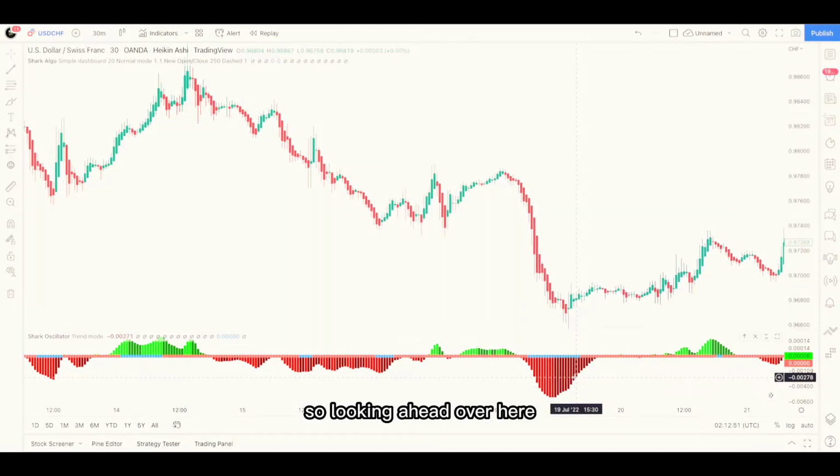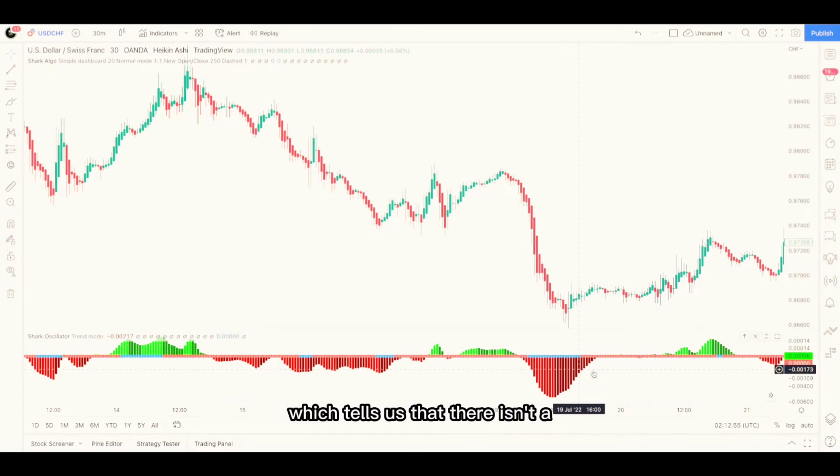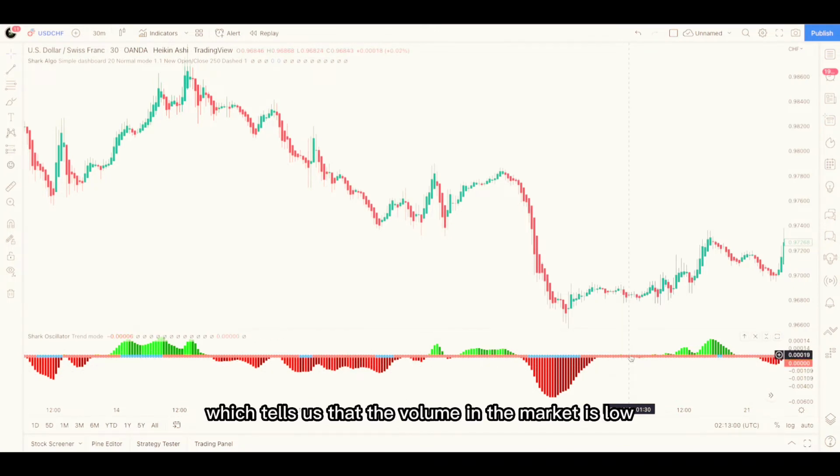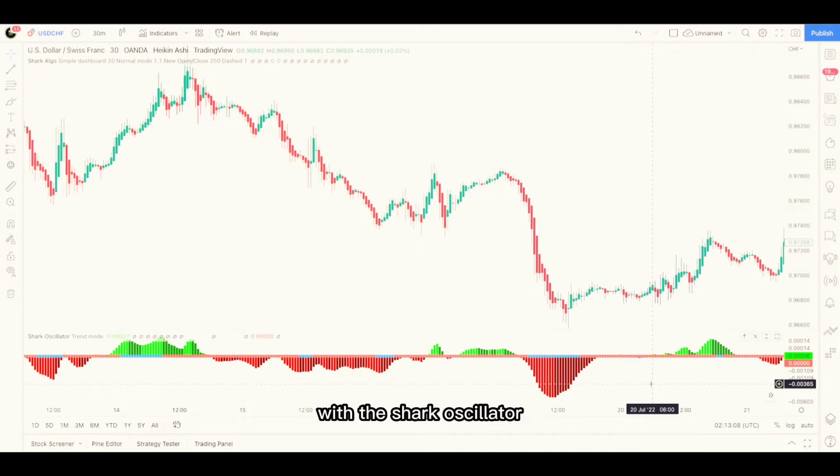So looking ahead over here, you can see that there are no green or red bars, which tells us that there isn't a trend in either direction at the moment. And we also have the red dots, which tells us that the volume in the market is low. So this tells us that it's a good time to stay out of any trades. So now you guys can see how simple and effective the trend mode strategy is with the Shark Oscillator when you're getting in and out of trades.